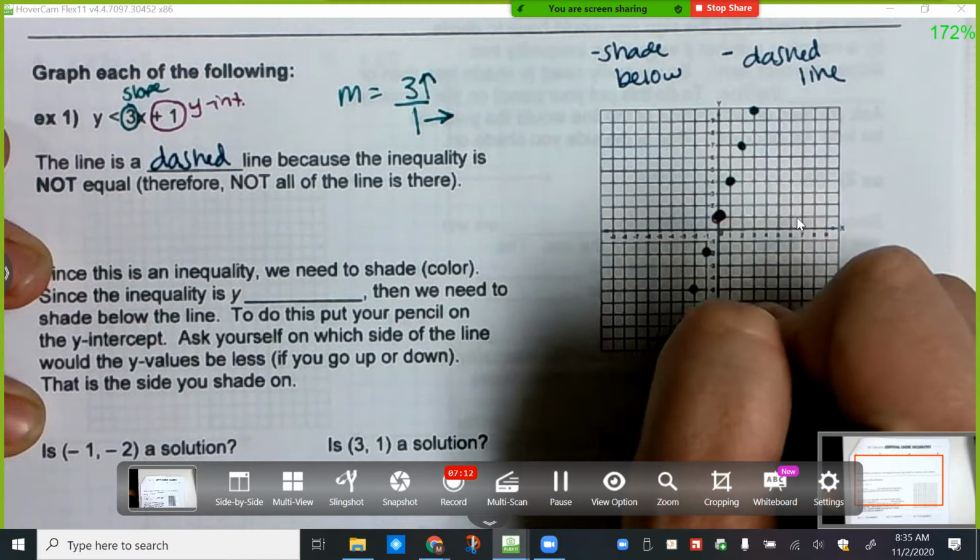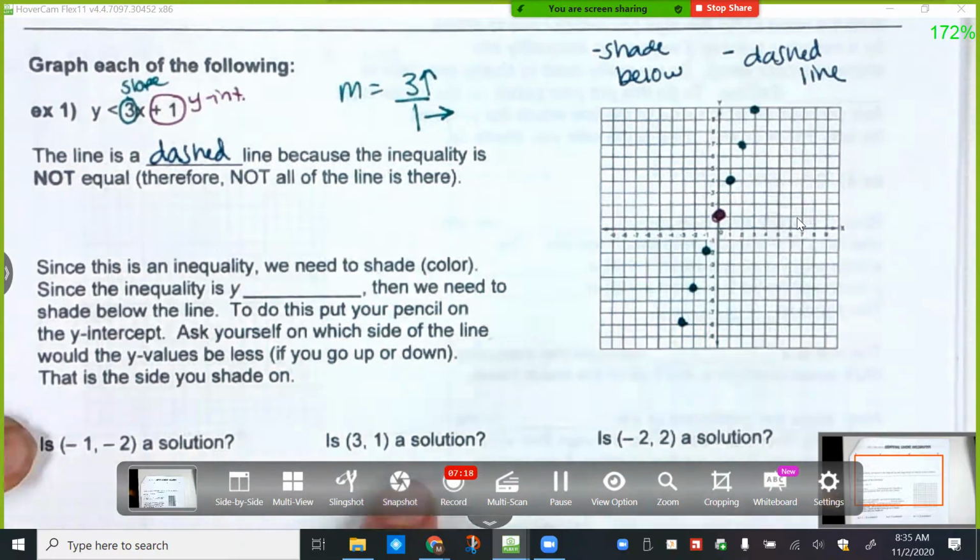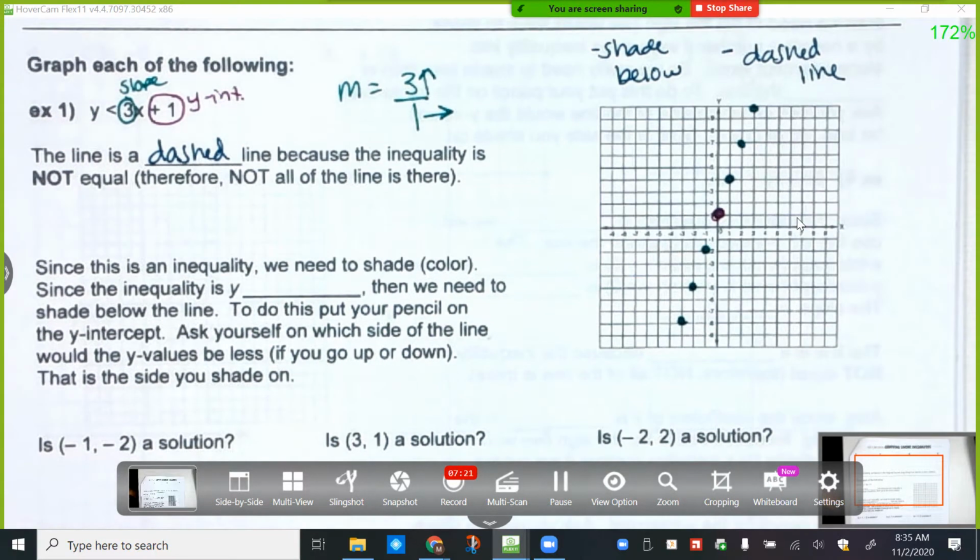Now, it is important to go all the way across your graph for these because if you notice, I ask you if these points are solutions, and what if one of them's on the line, but our line is crooked because we didn't plot all the way across, and we'll say no or yes when it should have been the opposite. Does that make sense? So it is important to graph these all the way.